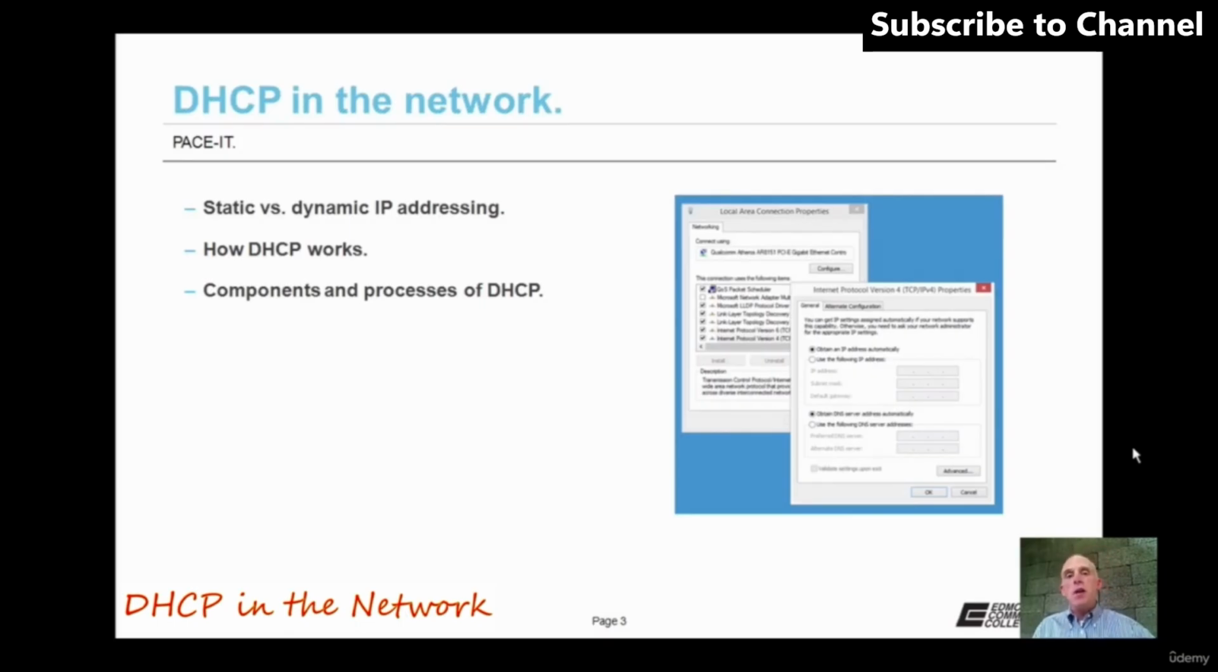Today we're going to be talking about static versus dynamic IP addressing. Then we're going to move on to how DHCP works, and then we will conclude with components and processes of DHCP. And with that, let's go ahead and begin this session.